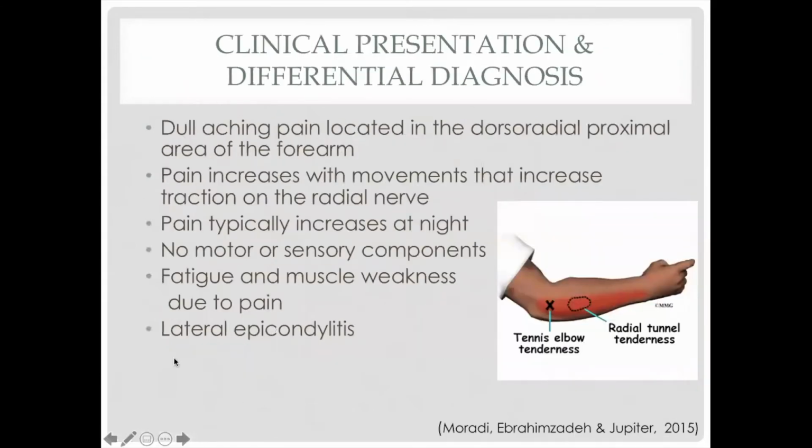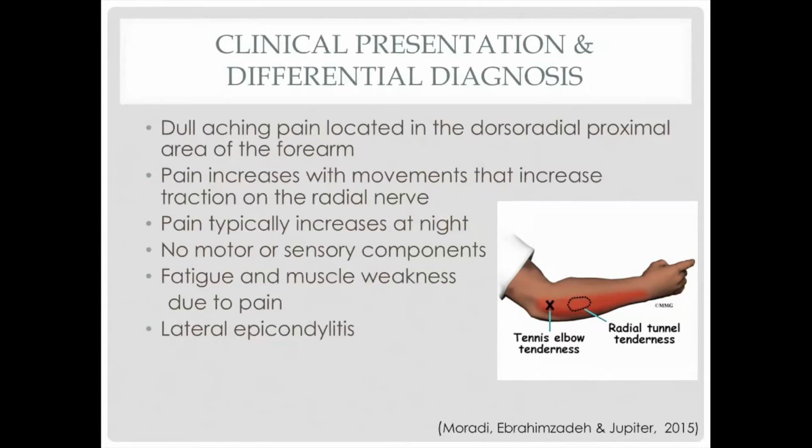So for clinical presentation, the client will experience a dull aching pain located in the dorsal radial proximal area of the forearm. Pain increases with movements that increase traction to the radial nerve, such as forearm rotation, elbow extension, forearm pronation, and wrist flexion. Pain typically increases at night, and there are no motor or sensory components typically associated with the syndrome. Fatigue and muscle weakness that the client experiences are due to the pain.